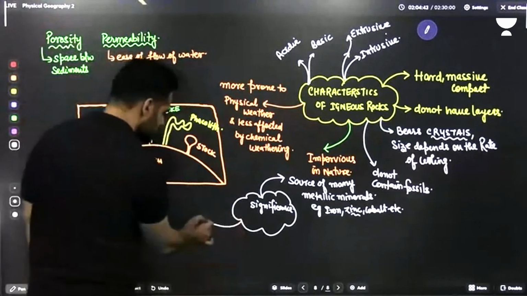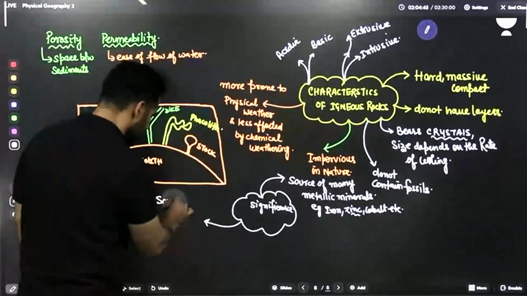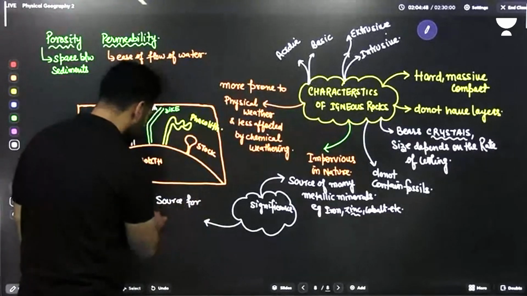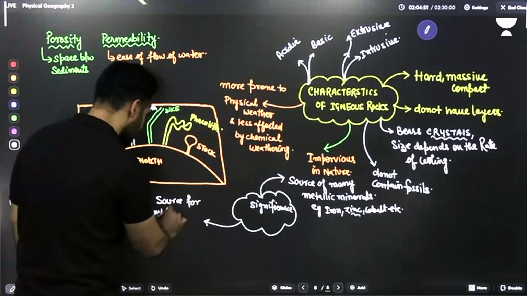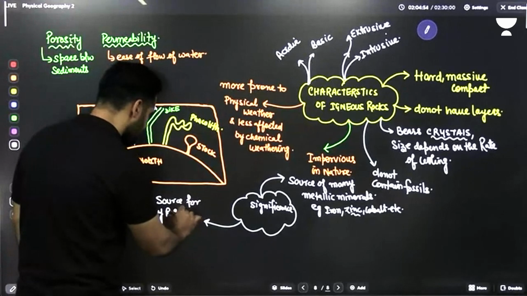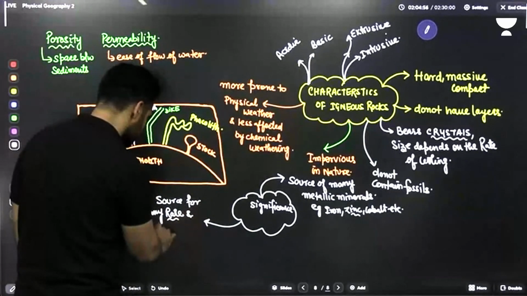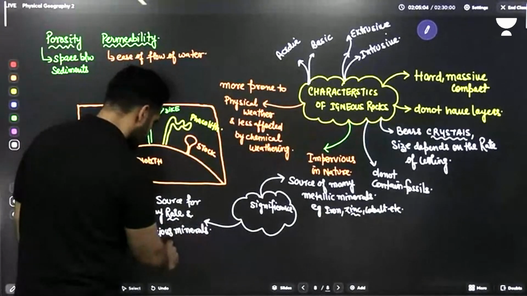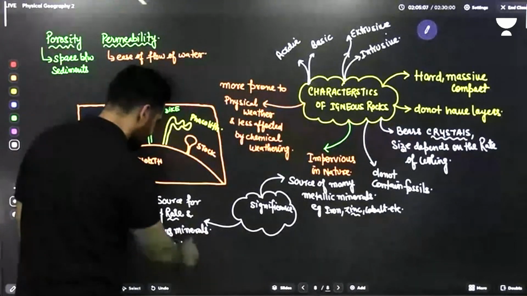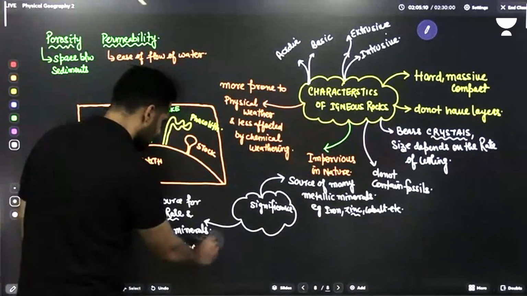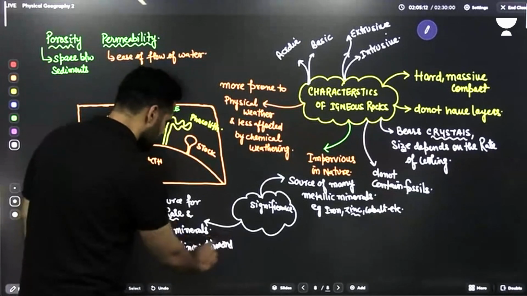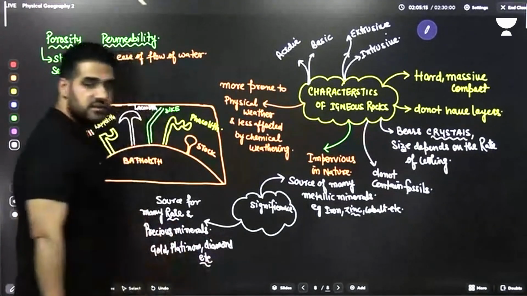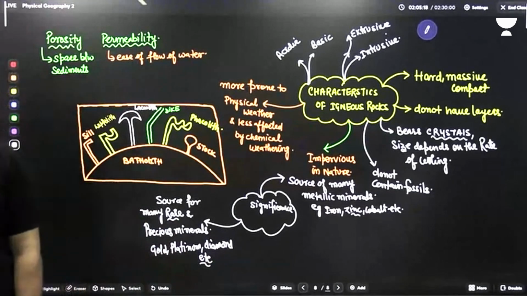They are also the source for many rare and precious minerals. Like you have gold, platinum, diamond, etc. Okay? Where are they used? In ornamental industries. Hope it is clear.